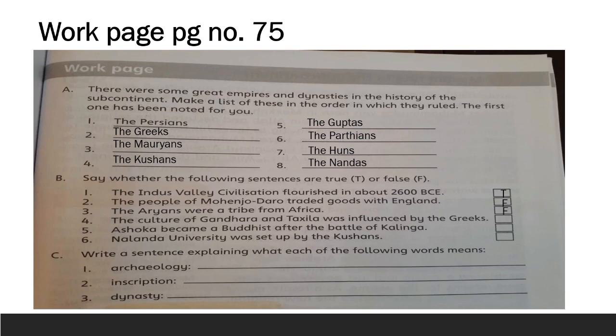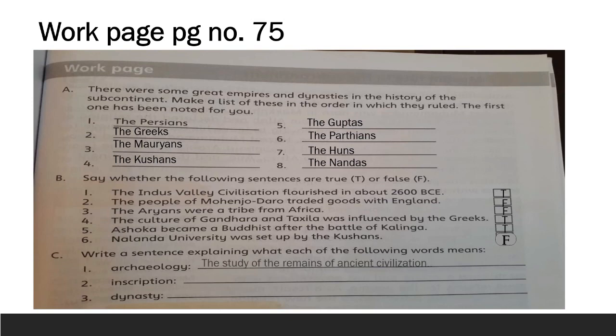True. Number 5, Ashoka became a Buddhist after the Battle of Kalinga. True. Nalanda University was set up by the Kushans. False.